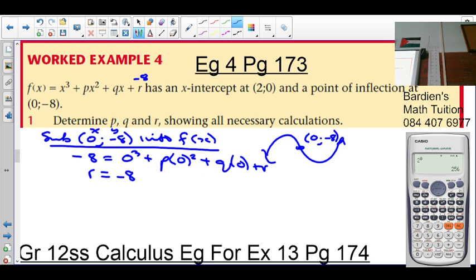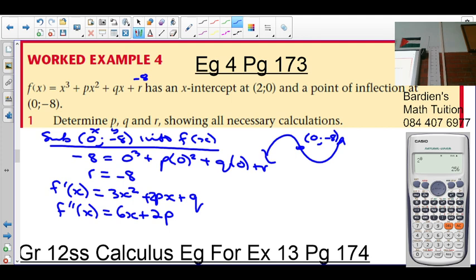Then the point of inflection, if we take the first derivative, so I'm going to get 3x squared plus 2px plus q. That's your first derivative. Your second derivative will simply be 6x plus 2p. Okay. So with this information, that the point of inflection occurs there, that means to say that f double dash of 0, which is that x value, is equal to 0. Okay. So we take that into account.